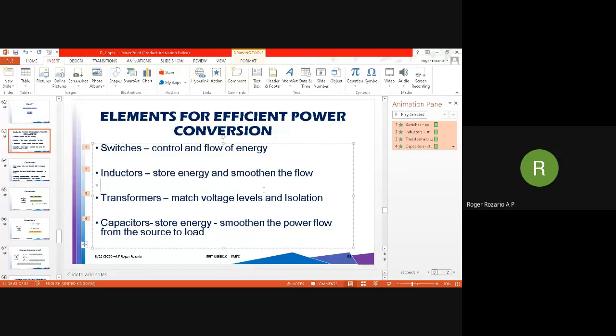So in the previous lecture classes, we have been discussing efficient power flow in DC to DC converters. And in order for efficient power conversion, we need some lossless electrical circuit elements. Some of the circuit elements required to transfer the power from one part of the circuit to the other without any losses are switches, inductors, and transformers. Also, the last one is capacitors.